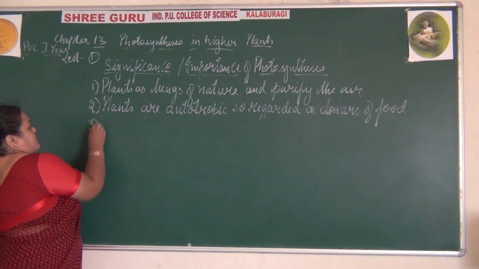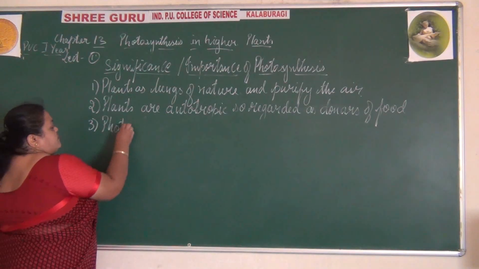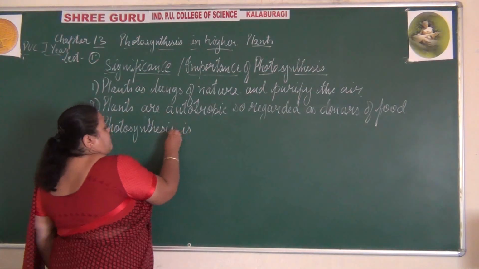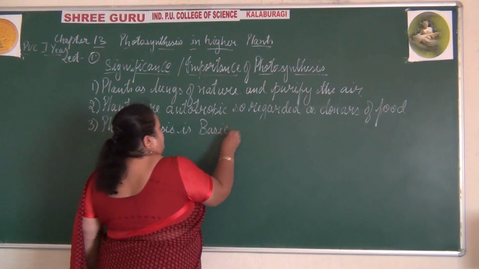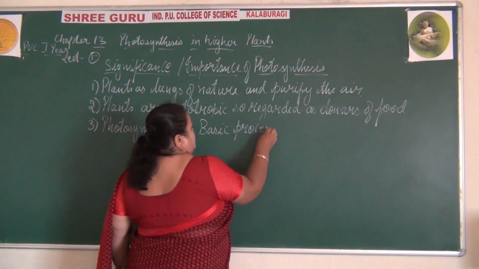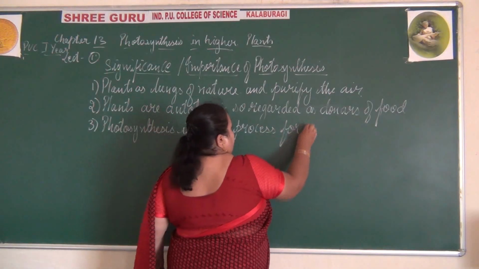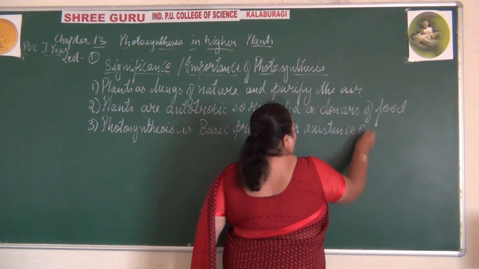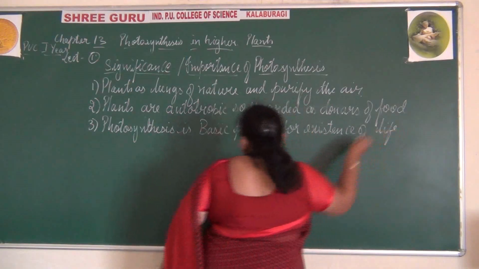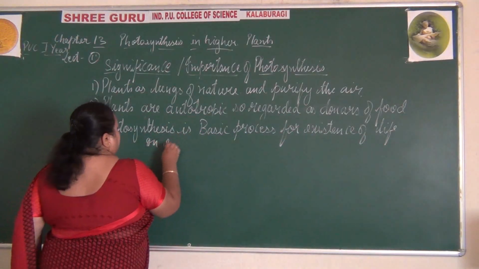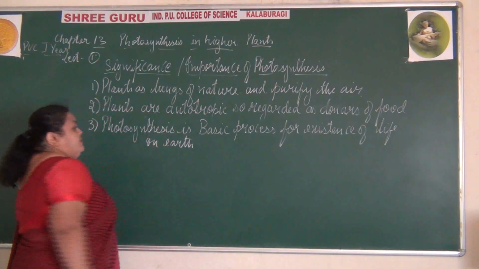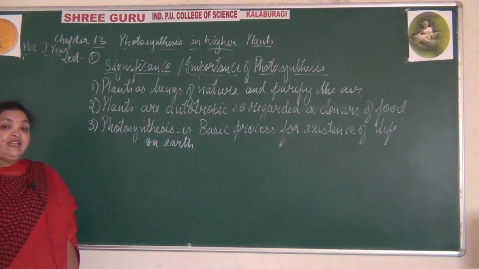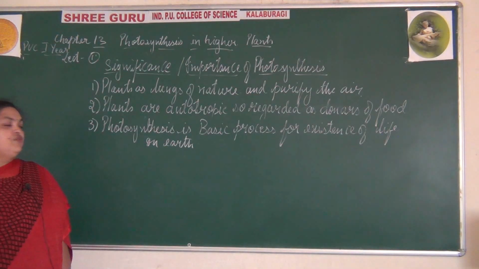And photosynthesis is the basic process for the existence of life on earth. This is the only process where there is existence of life on earth.